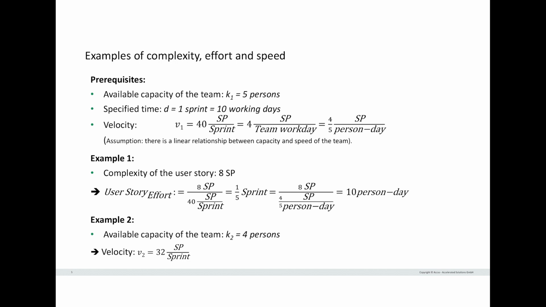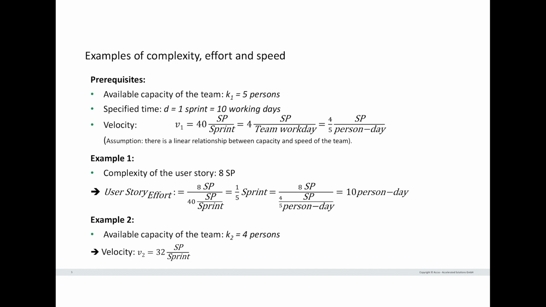In the first example, we look at a user story with a complexity of 8 story points. For this user story, this results in an effort of 1/5 of a sprint, or an effort of 10 person days.